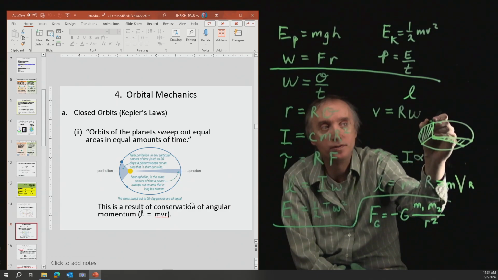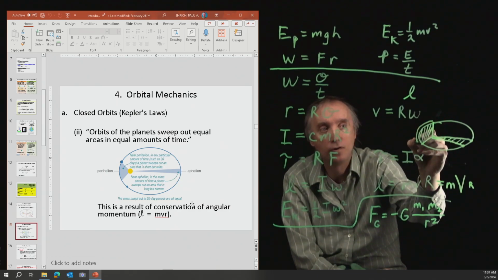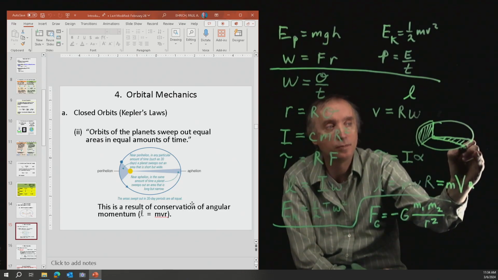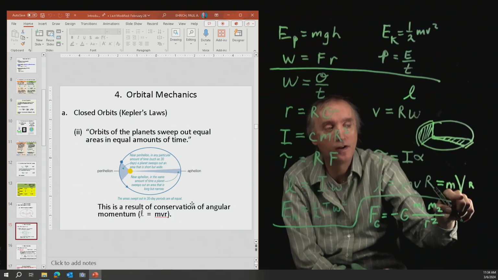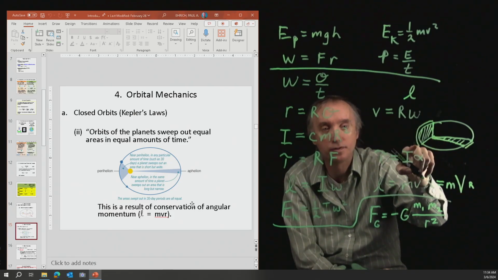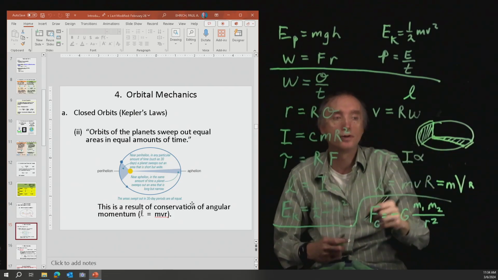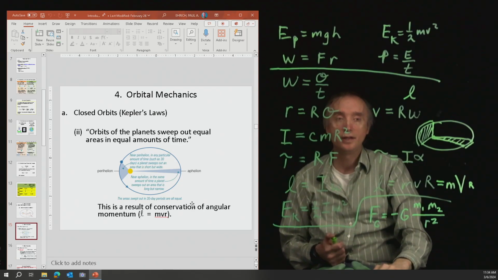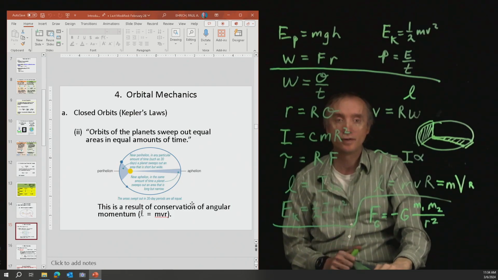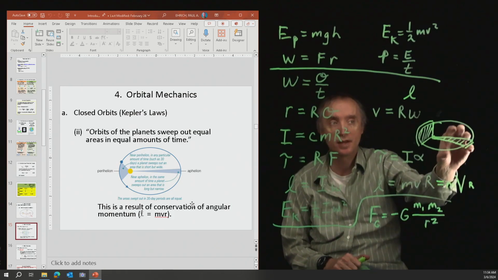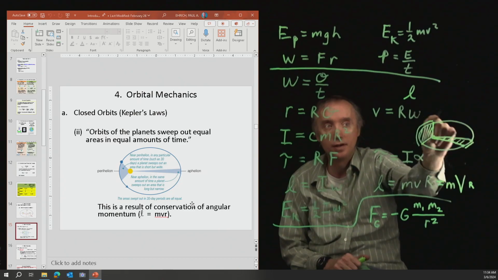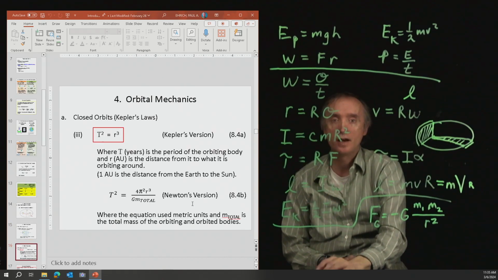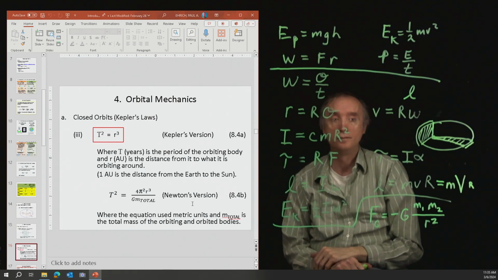And that's why this distance from here over to here, do you see it's much larger than this distance from here to here. So if you're going faster, you can cover more distance. So therefore, the reason for his second law of motion is it's just conservation of angular momentum. It has the same angular momentum over here as it does over here. Okay, then you've got the third law of motion.